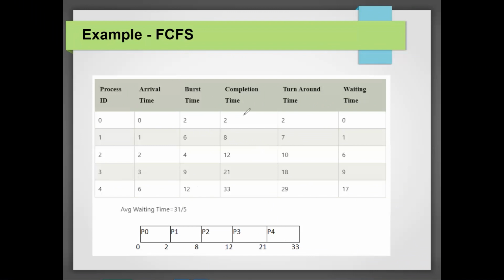Here I have written down the completion time of all the processes from the Gantt chart. Process P0 completes at 2, process P1 completes at 8, process P2 completes at 12, process P3 completes at 21, and process P4 completes at 33, taking the values from the completion time.